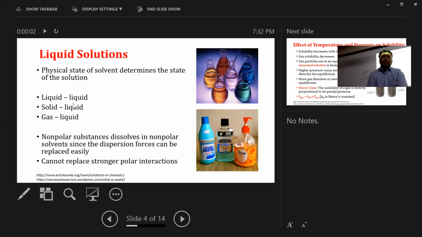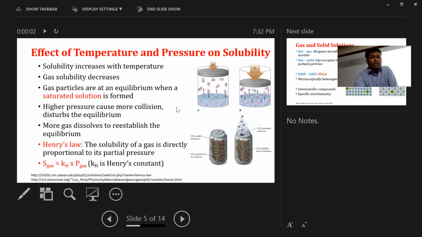So easily it can be replaced. So non-polar substances dissolve in non-polar solvents, since the dispersion force can be replaced easily. Now we will see the effect of temperature and pressure on solubility.